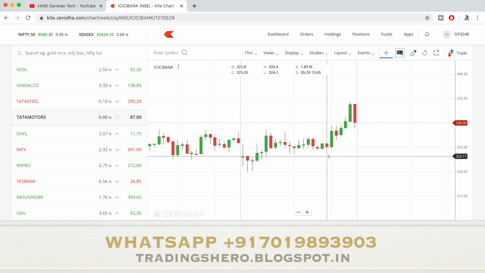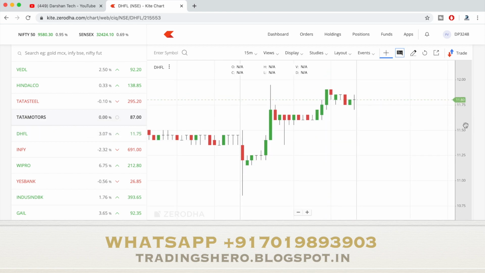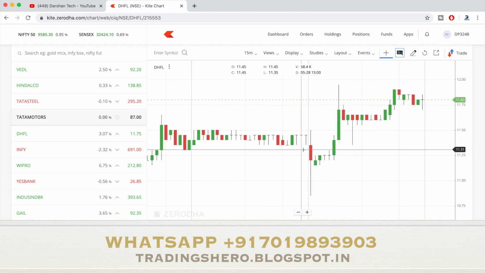Okay, so now let's talk about the other charts, the stocks which you should avoid. Let me quickly open the DHFL stock, just as an example I'm showing you. So whenever you see a stock chart like this, avoid it for intraday trading.